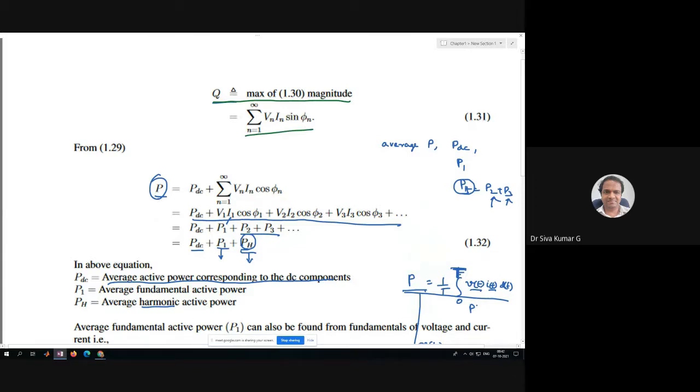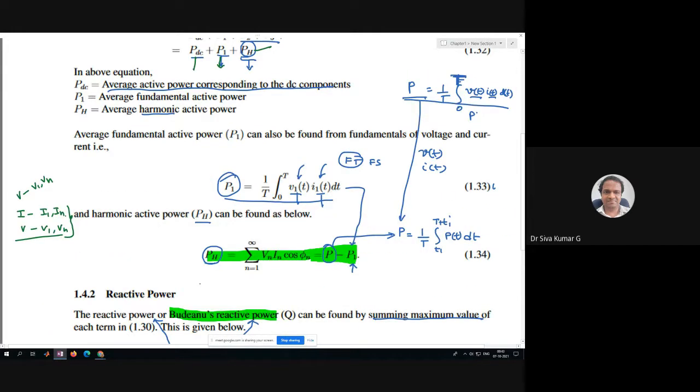In the average power, we have P DC, V1 I1 cos phi 1, V2 I2 cos phi 2, and V3 I3 cos phi 3. These are the terms which represent the harmonic powers. This is about the DC power. This is about the active fundamental power. We have seen P minus P1, which gives the harmonic power. P1 is calculated by extracting the fundamental voltage as well as the fundamental current. When you subtract, we can get this particular equation of P, and we get the harmonic power.